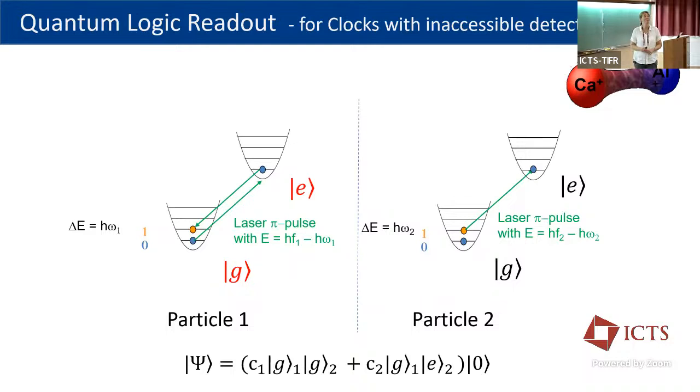Yeah, so you're basically transferring state from the first particle to second, right? So like in the chain, you can transfer. Have you found out what is the fidelity of this process?